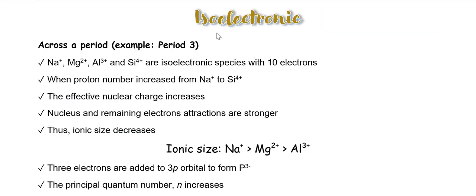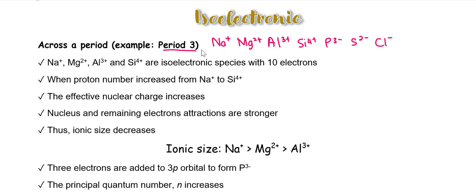The second example for the isoelectronic species is across a period. For example, if I take only period 3 elements, we have Na plus, Mg2 plus, Al3 plus, Si4 plus, P3 minus, S2 minus and also Cl minus. So we can see all these ions are from period 3.